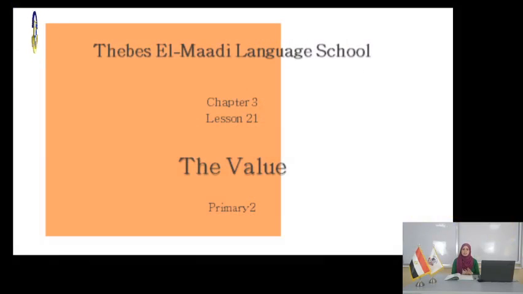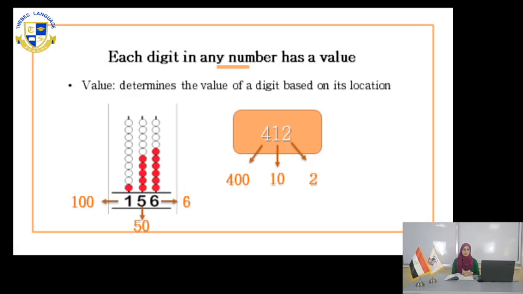The value of the number. In the next page, we will talk about the value of any digit that you have. Let's determine the value of the digit based on its location. You have the number 156. This is how you read the number: 156. You want to know the value of each digit of this number.